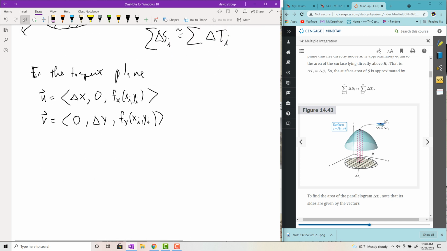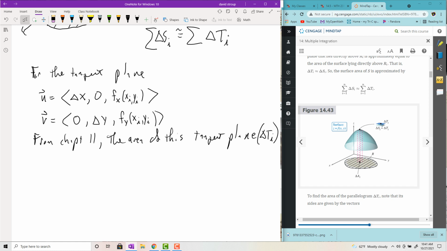And then we remember back to chapter 11, the area of this tangent plane, which will be our delta T sub i, is from the cross product, right? It's the magnitude of the cross product of these vectors. And so I need to figure out the cross product first and then take the magnitude. I shouldn't have put the little symbols in. I just wanted to remind you. So let me do the cross product first.